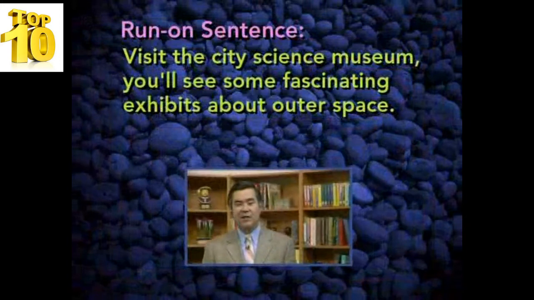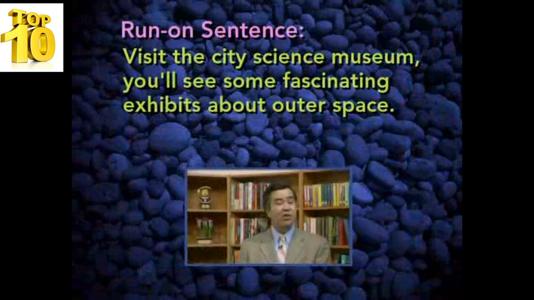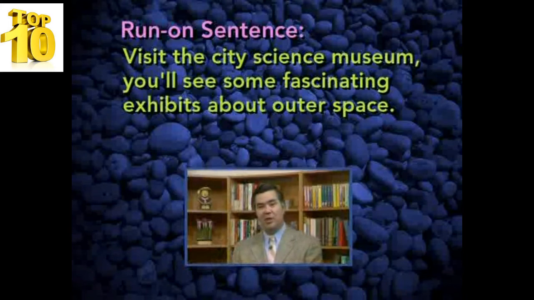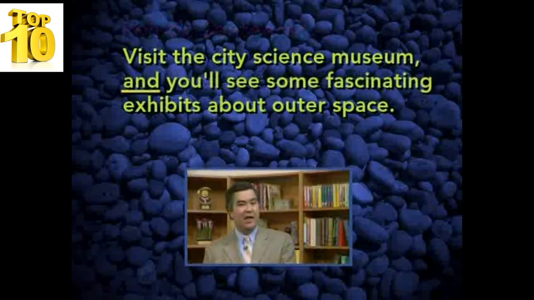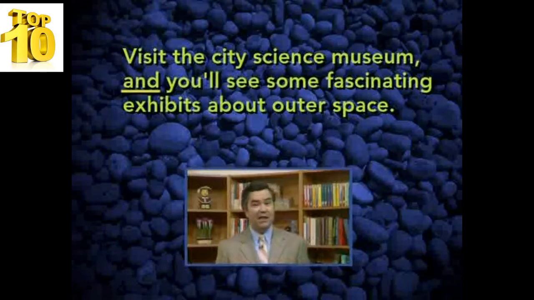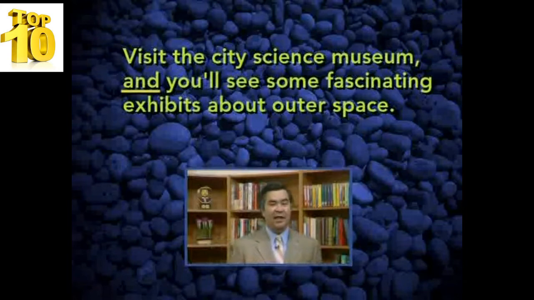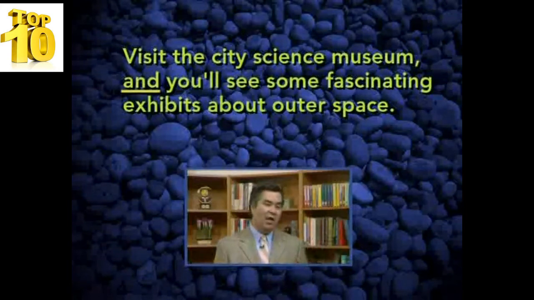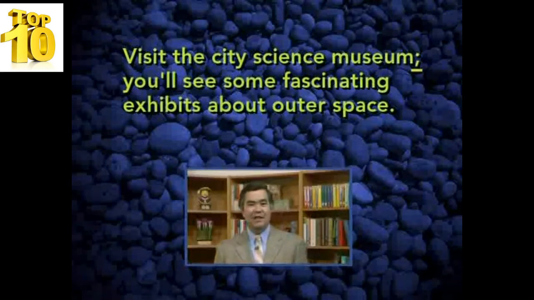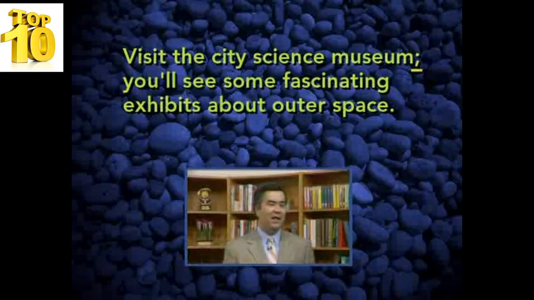What would be a good way to fix this run-on sentence? Well, you have at least two options. Remember our rules about how to create a compound sentence. One way to correct this would be to use a comma and a coordinating conjunction. And in this case, the coordinating conjunction and seems like the natural choice. So the sentence would be correct if it read, visit the City Science Museum, comma, and you'll see some fascinating exhibits about outer space. Another way to correct the run-on sentence would be to substitute a semicolon for the comma. Then the sentence would read, visit the City Science Museum, semicolon, you'll see some fascinating exhibits about outer space. That would also be correct.